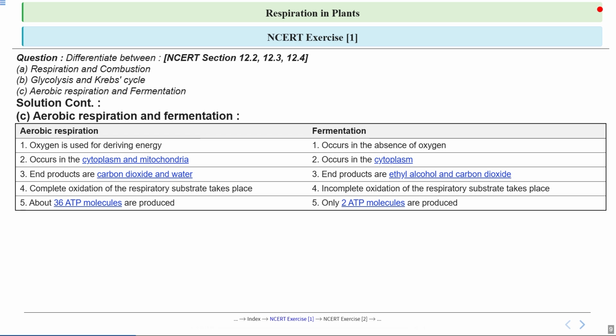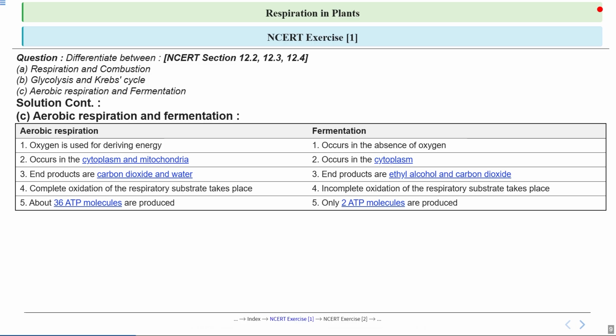If we talk about the end products of aerobic respiration, what are they? It is carbon dioxide and water. Whereas end product of fermentation includes ethyl alcohol and carbon dioxide in case of alcoholic fermentation, and lactic acid in the case of lactic acid fermentation.